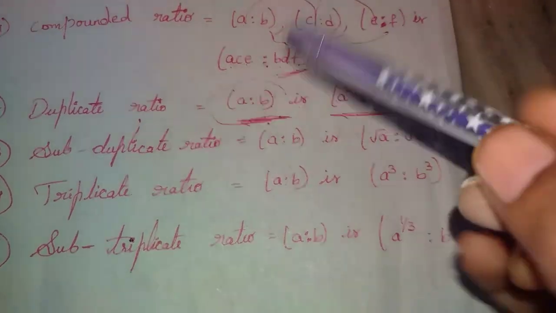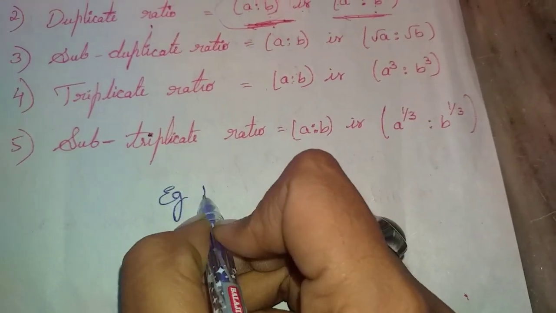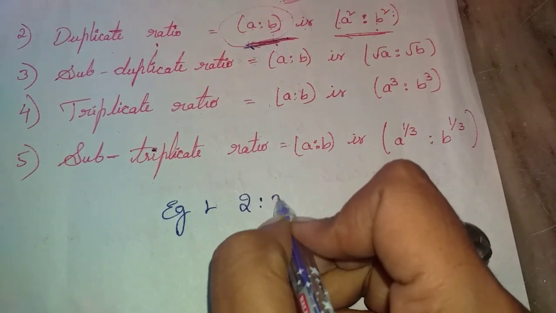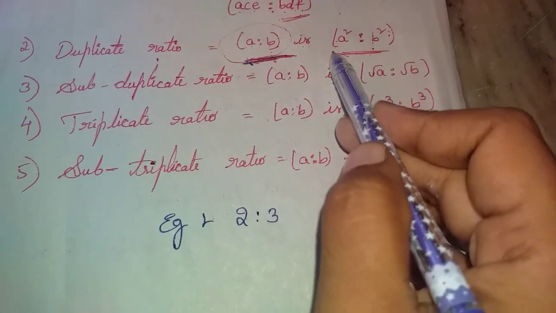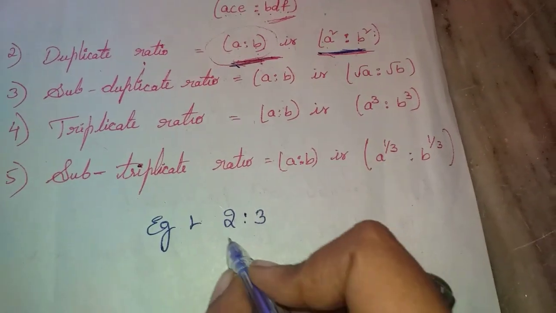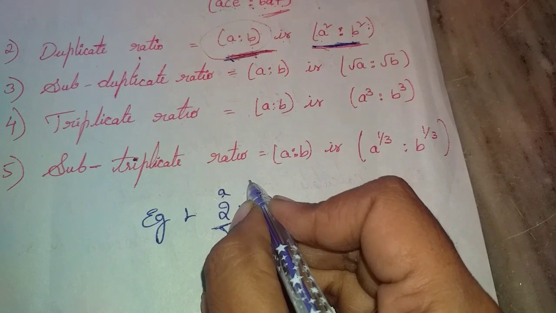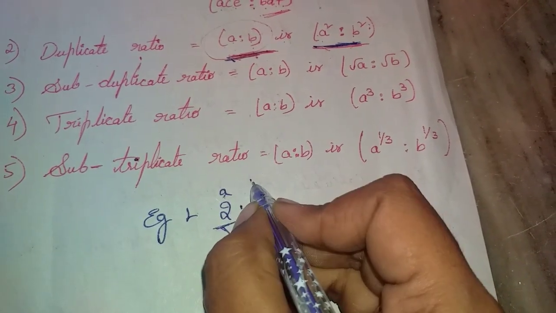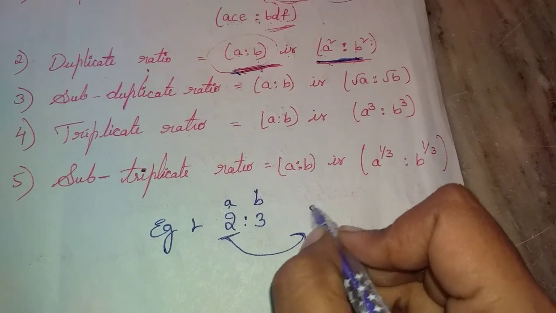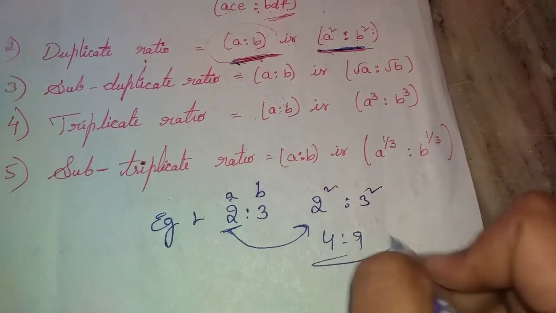For example, we see the duplicate ratio example. Given values, 2 is to 3, I will take. Here the ratio of their squares: this is the A, this is the B. Now A square means 2 square is to 3 square. 4 is to 9 is the answer.